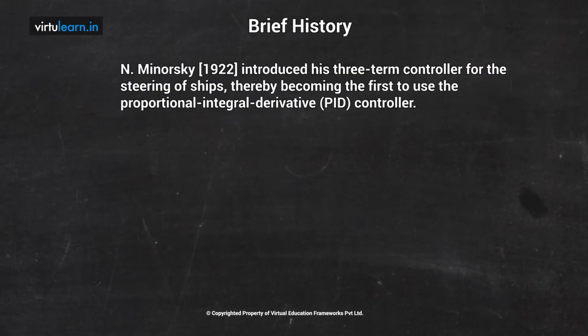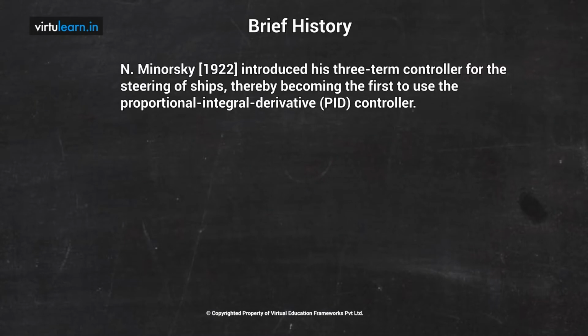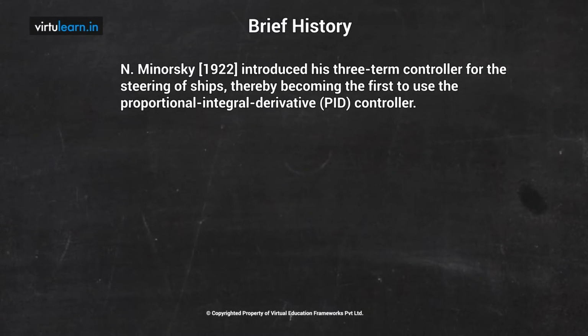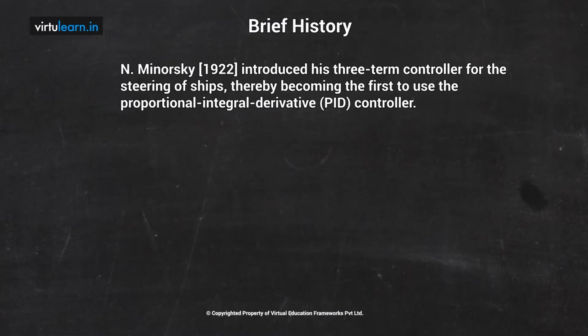Minorsky in 1922 introduced the three-term controller, which we usually call the proportional plus integral plus derivative controller, the PID controller, for steering of ships. So this was the first such controller, used by Minorsky in 1922.